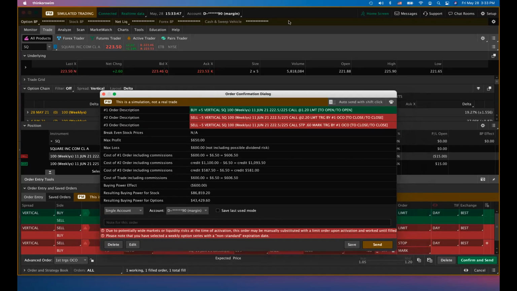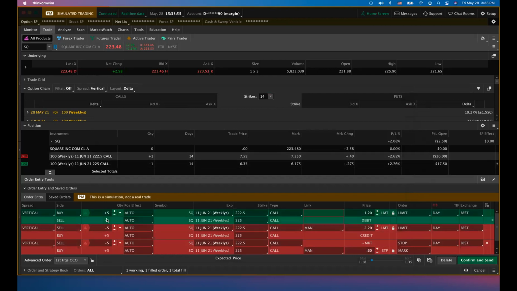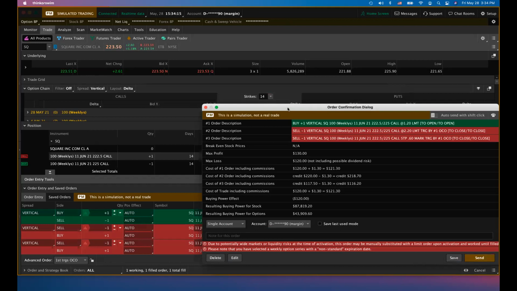Let's read what this tells us. So this is an OCO order. Let's change one more thing. For these examples, I want to just go with 1. And by the way, you can change your order defaults, and I'll show you how to do that here in a second. Okay. All right.